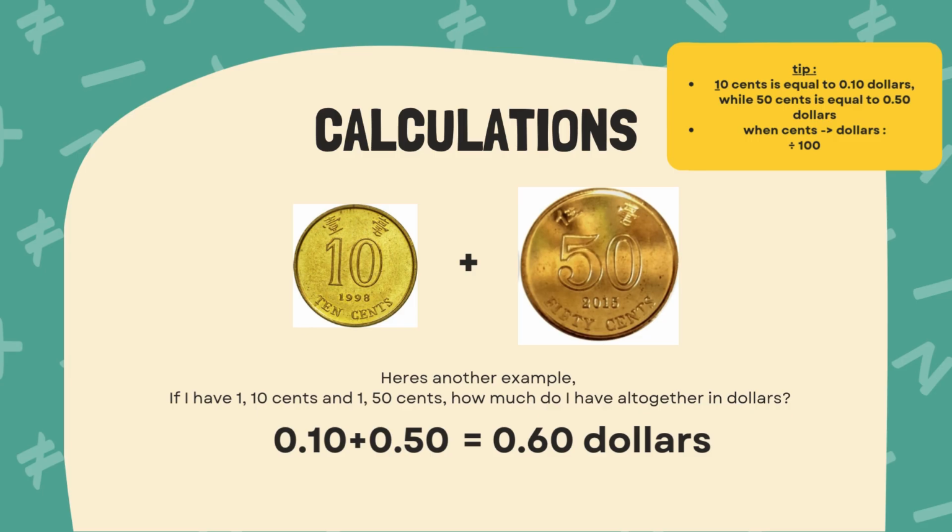$0.50. So now that we know how many dollars we have, we just have to add them up as decimals. Because there's a 0 behind the number 1 and also the number 5, we can ignore them when we calculate them. So it becomes 0.1 plus 0.5 equals $0.60. Remember, when we write our final answer, we have to add the number 0 behind the number 6.